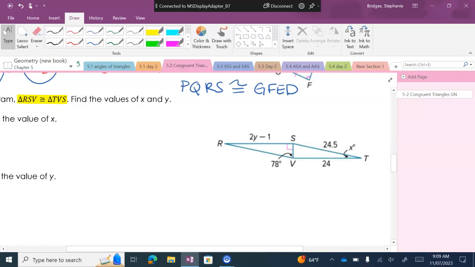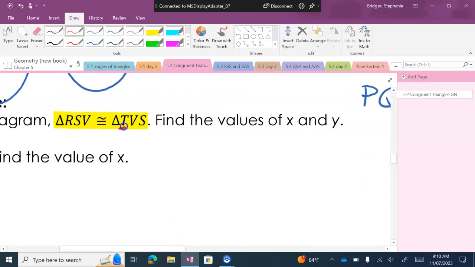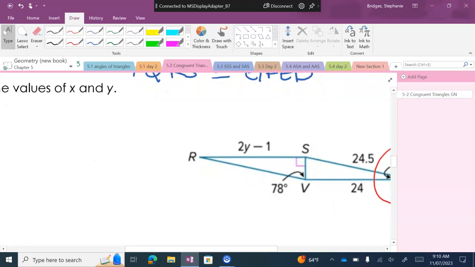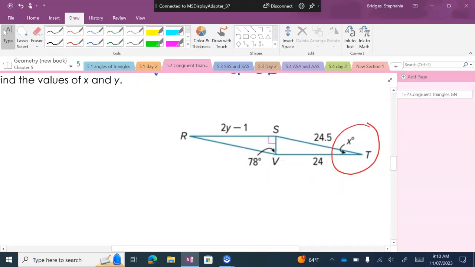Here's my recommendation. What I would suggest is, okay, let's look at it this way. Where is X in my picture? It's angle T, right? Right, angle T right here. So if I'm looking at my congruency statement, which angle did we say was the same as angle T? R. So, do I know angle R? Do I have the degrees there? Could I figure it out, though?